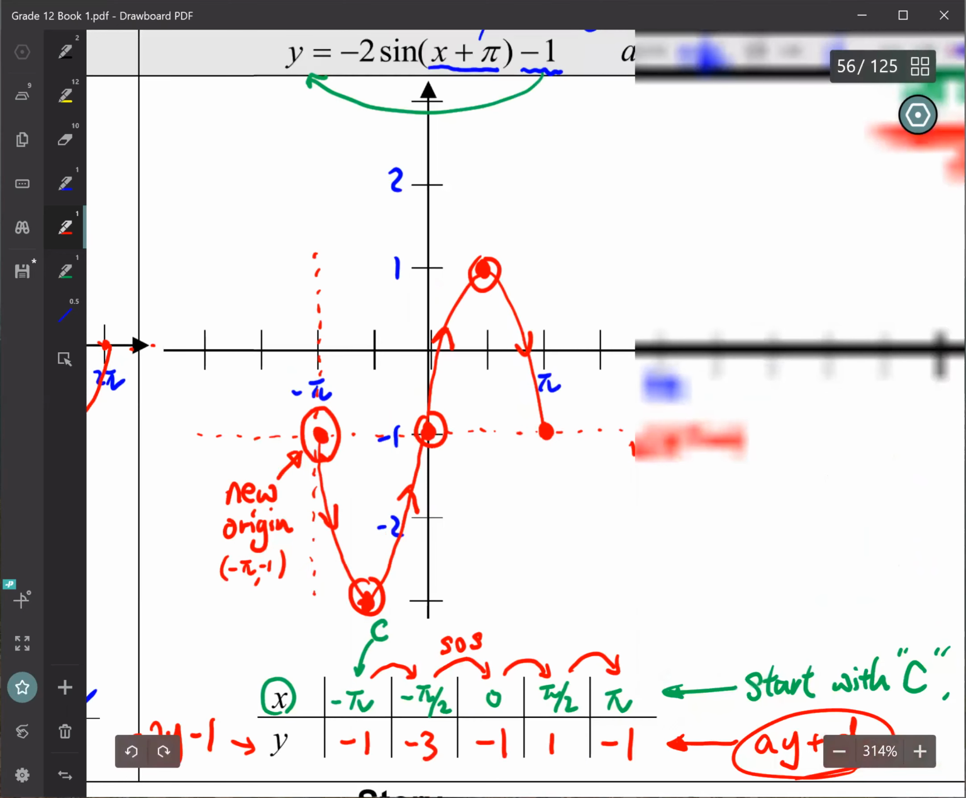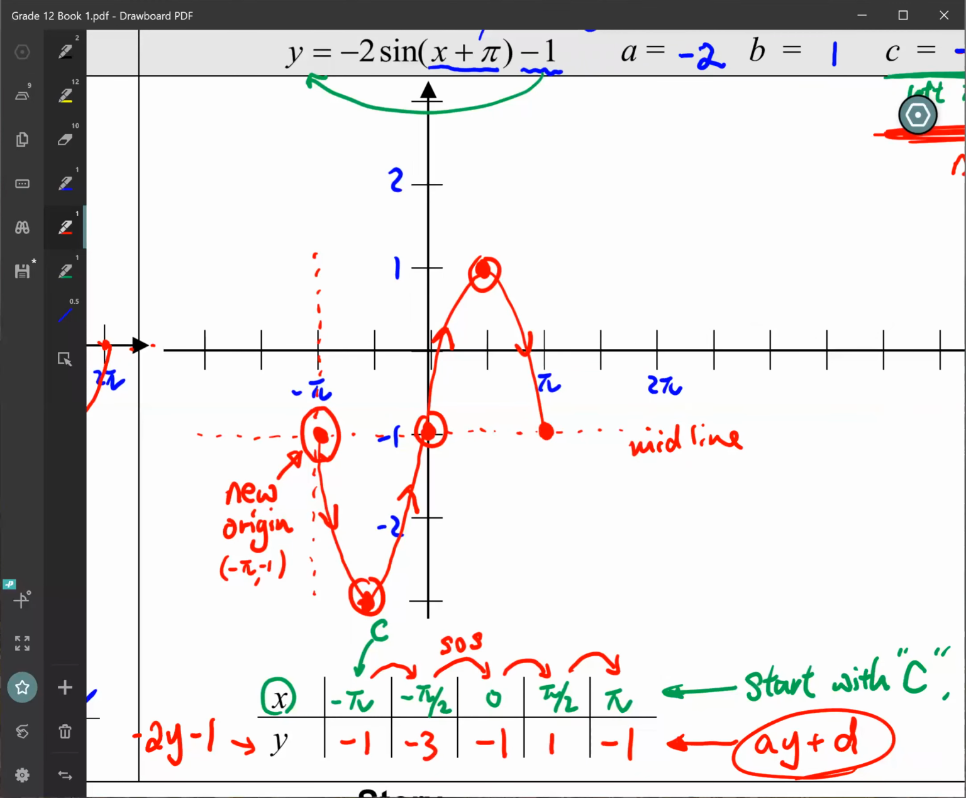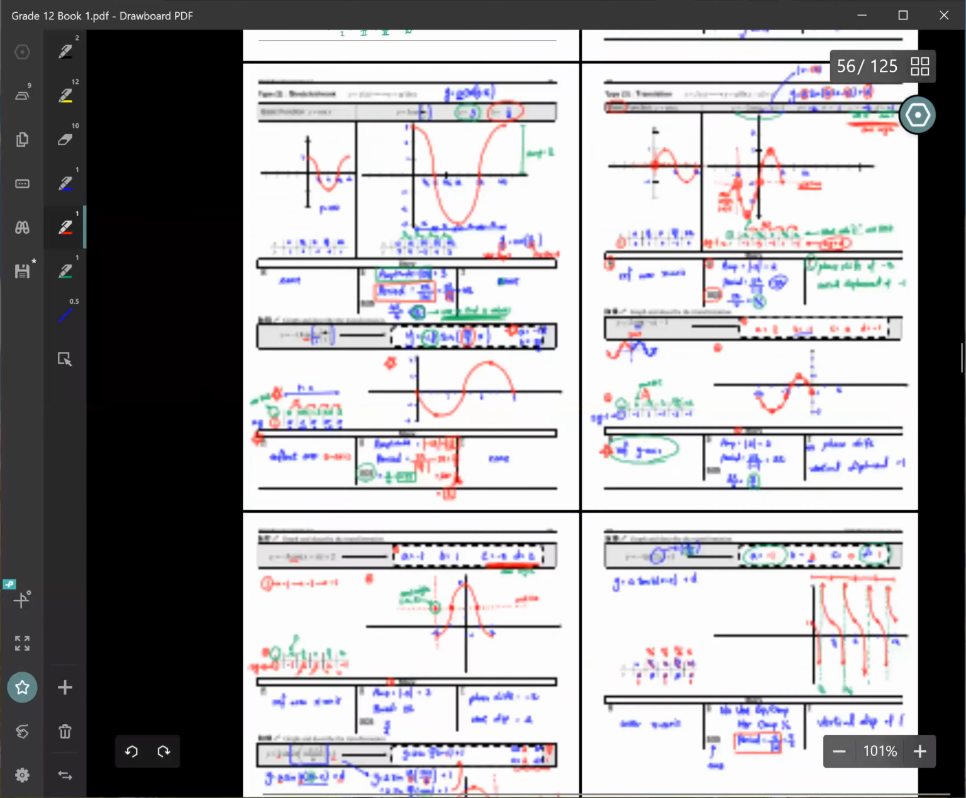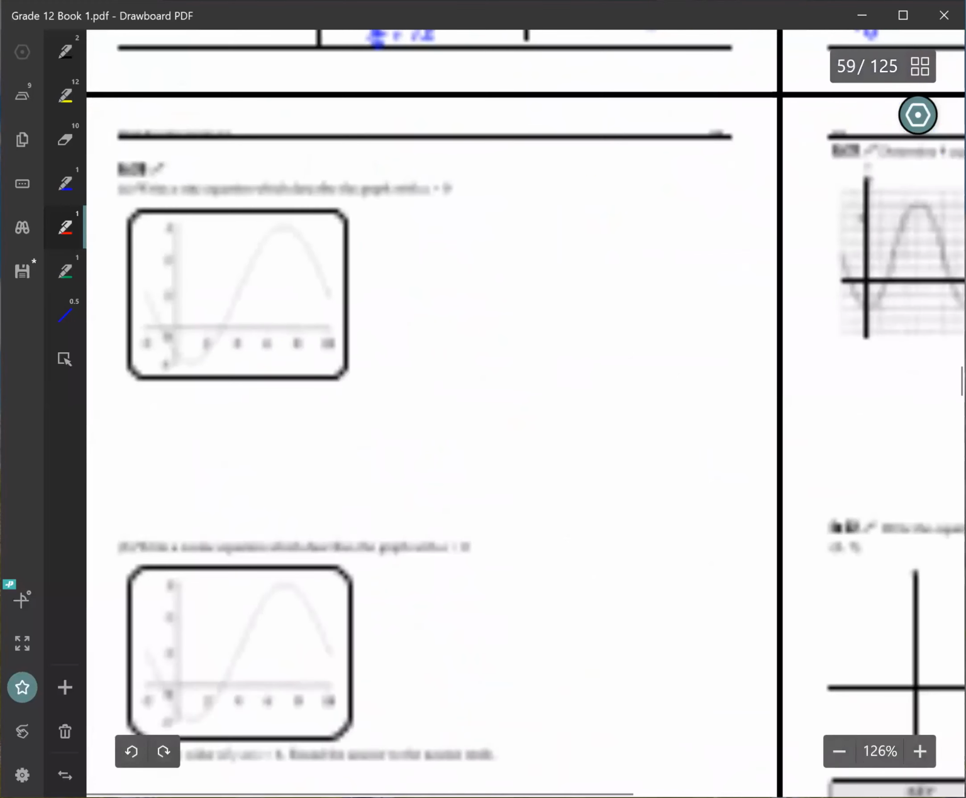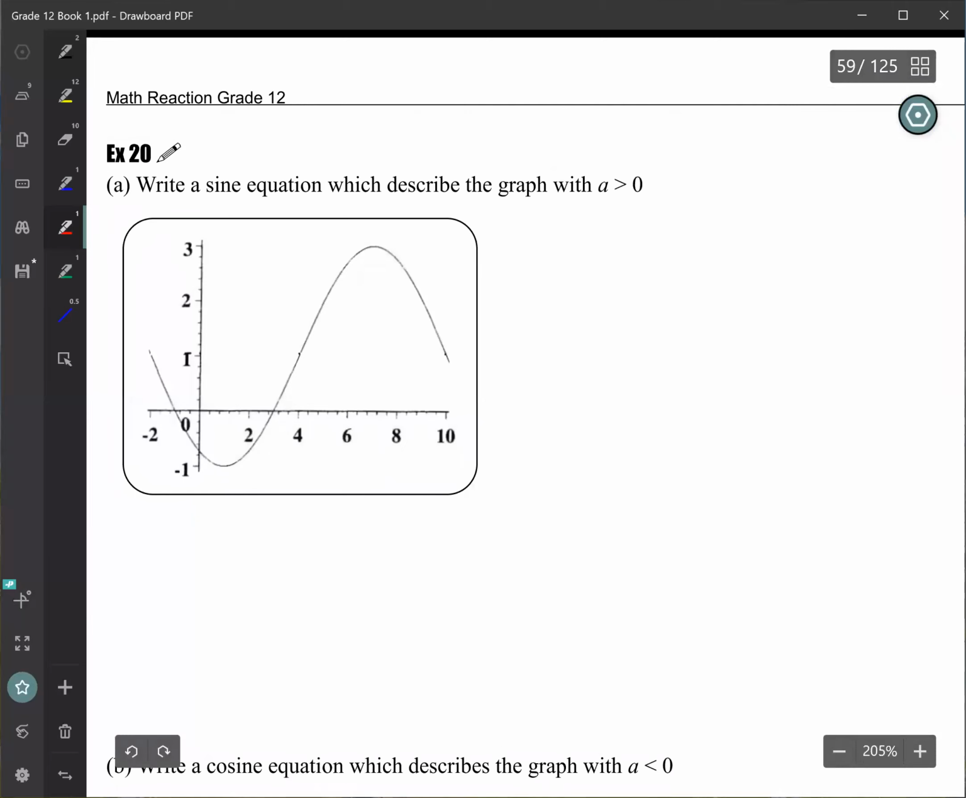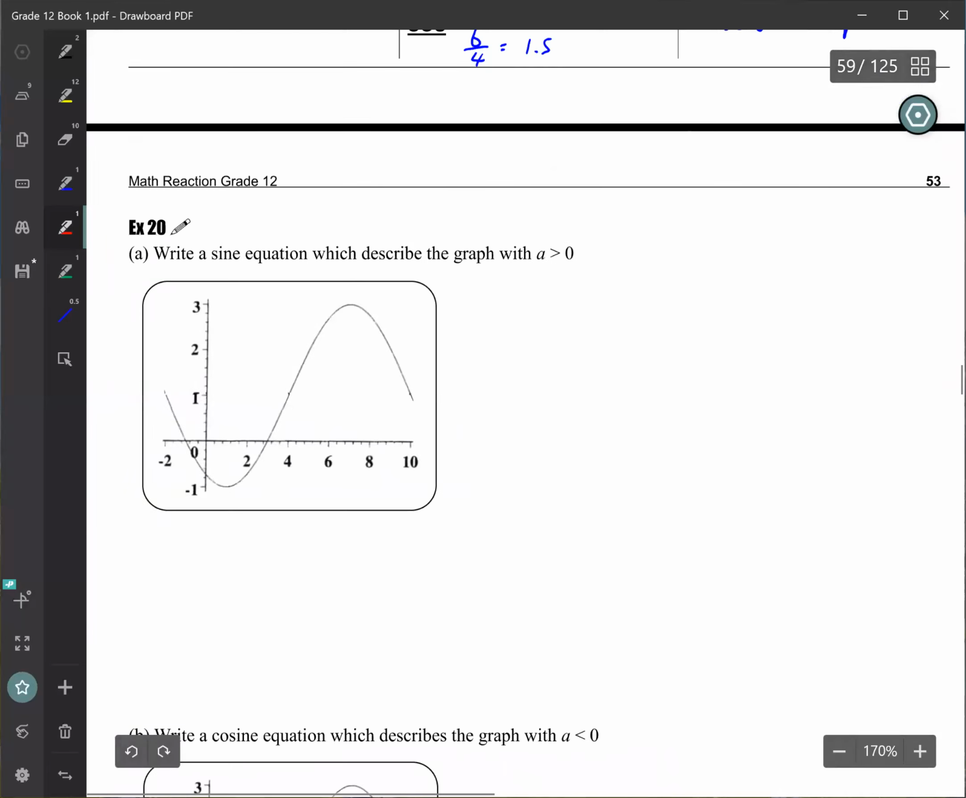And then to get the new origin, we need to draw the midline, right? The line that's right in between the highest and also the starting point, right? So that's going to tell you where they cross, that's the new origin. Okay, keep that in mind. Now we're gonna look at a question that has a graph, right? So please turn to page 53 now.